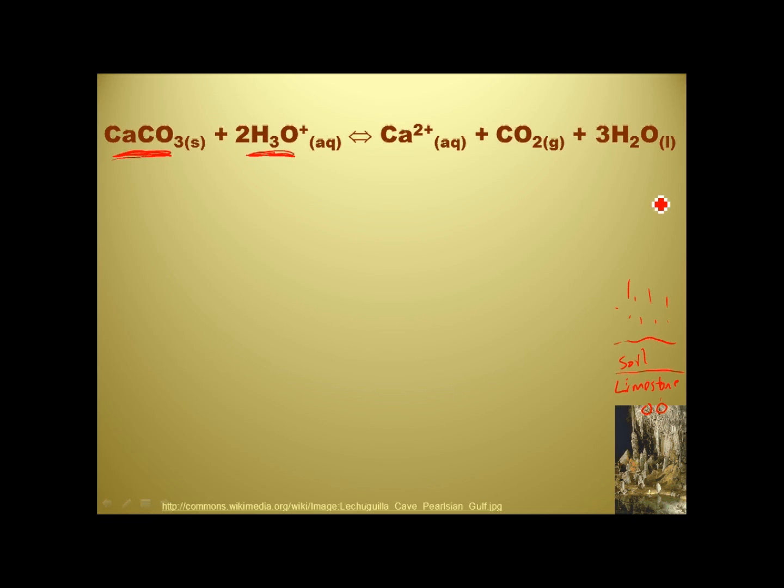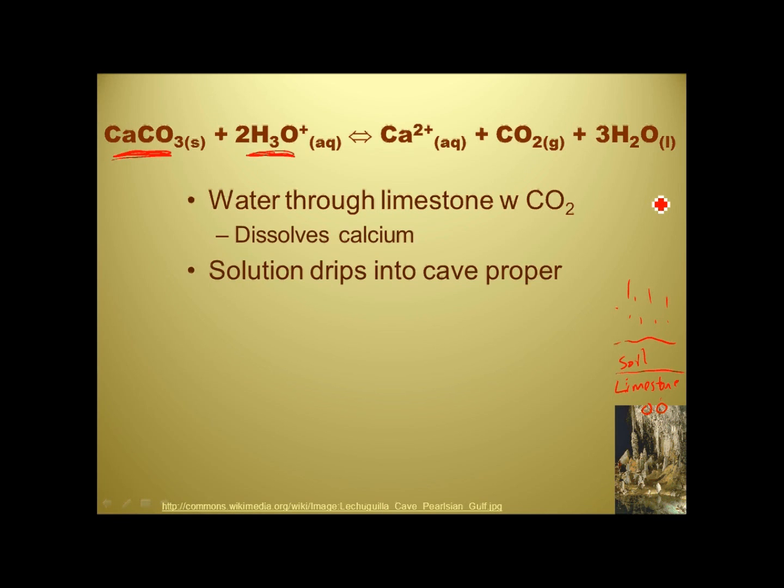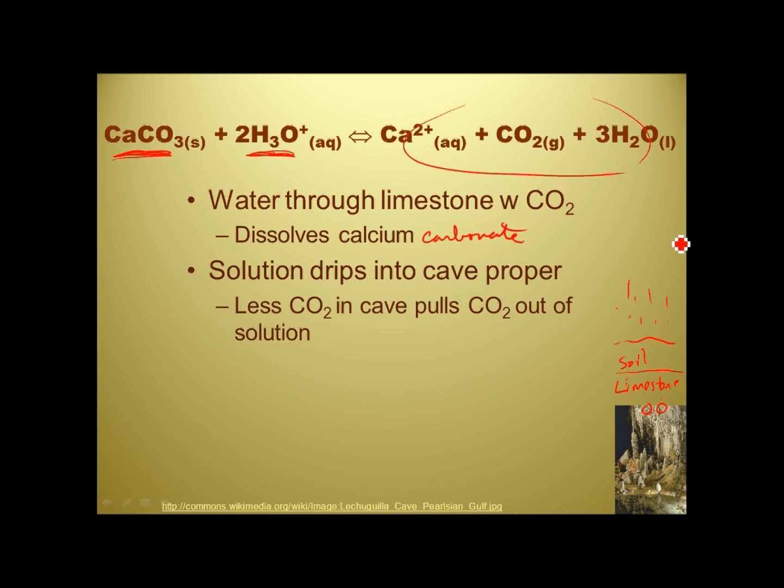where something interesting is going on. All right, so water through the limestone dissolves the calcium carbonate. When it dissolves the calcium carbonate, it dissolves it into the calcium ion and the carbon dioxide and water. Okay, so we have this solution here. This solution is what's seeping down into the cave. Now in the cave, there's less CO2, and that pulls the CO2 out of the droplet of solution. This drives the reaction backward, which forces calcium carbonate to be made.